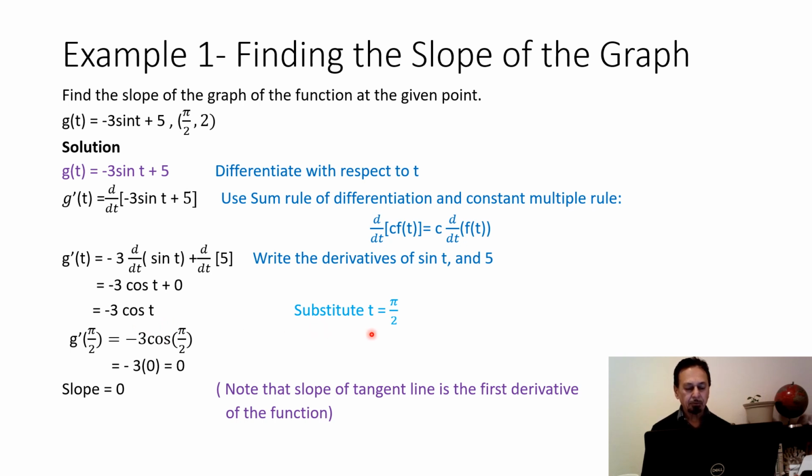Now we substitute t equals pi over 2. So this becomes g prime of pi over 2 equals minus 3 cosine pi over 2. Now we check cosine pi over 2 either from the table or the unit circle. Cosine pi over 2 equals 0. So this becomes minus 3 times 0, which equals 0. So the slope is 0.